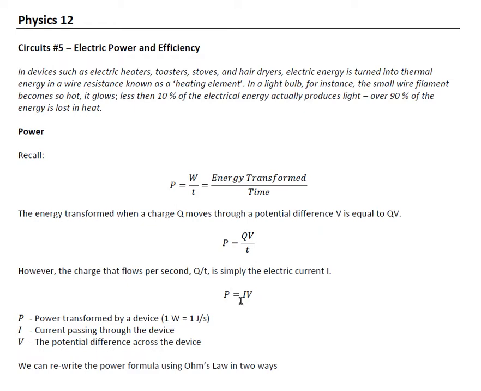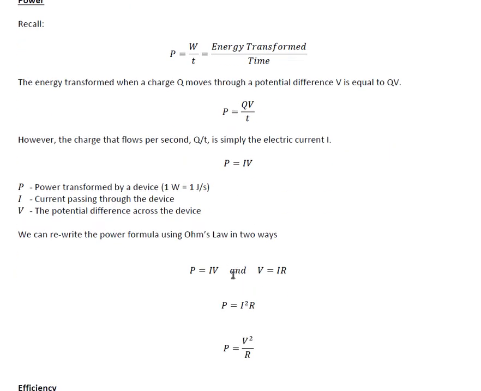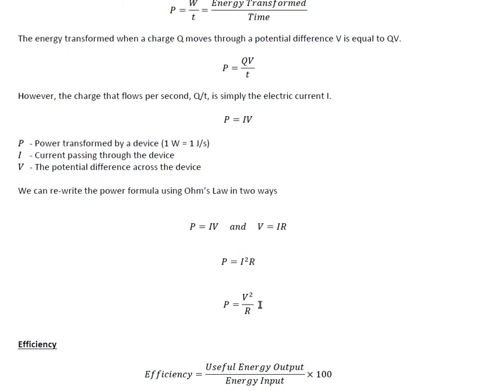Power is just equal to, if we know current and we know voltage, we know power. We can also rearrange that since we know P = IV and V = IR. If we do a little bit of substitution, we can create power in terms of I and R, power in terms of V and R, and so on.